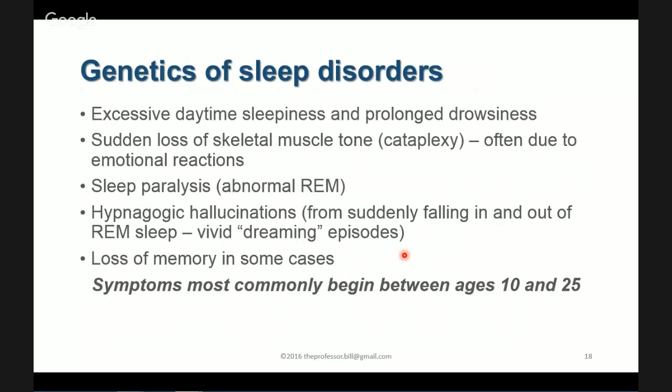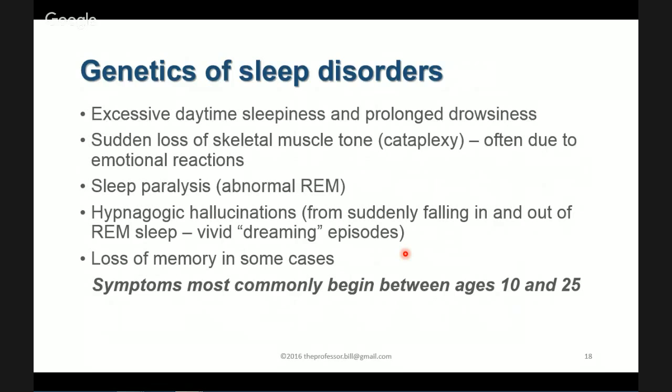They will have this sleep paralysis, but they will also have a very abnormal REM and EEG that goes along with this. Oftentimes they have hypnagogic hallucinations, and they have vivid dreaming episodes. Their dreams are not like your typical dreams that you and I would have. In some instances, there seems to be a loss of memory, and for whatever reasons that we're not 100% sure of either.